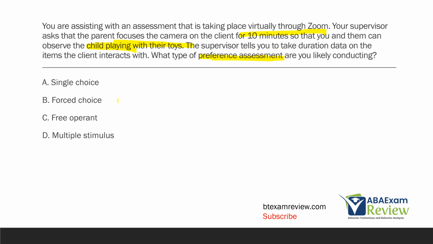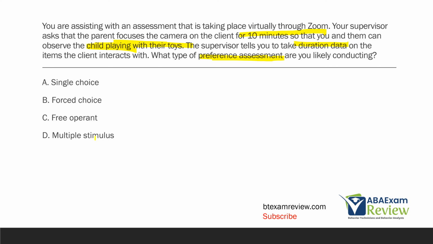Well, with a single choice and a forced choice, we don't simply observe. We present items to the person or the learner, and we have them pick. Here, we're just observing them playing with their toys for 10 minutes. That's it. We're not forcing them to engage in anything. We're not asking them to pick anything. We're just observing as they interact with their environment, and we're taking data. So we can eliminate single choice and forced choice because we're not forcing them to pick anything.